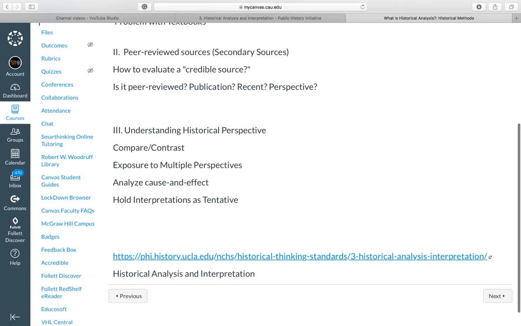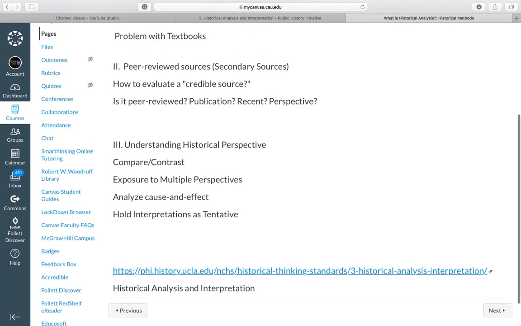And most notably, I would say, hold interpretations as tentative, right? Ideas can change, new data emerges, how we think about things changes. So the goal is not to write a definitive truth that's never going to change, but rather to say this is sort of where this discipline's interpretation is now.